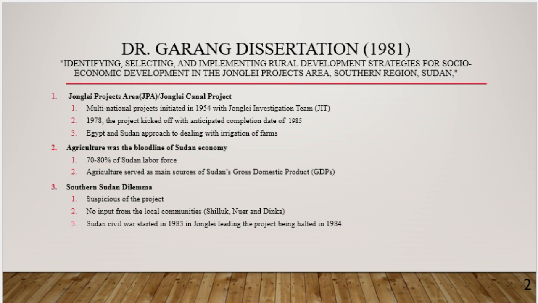And in 1983, the war started. Even though the Jonglei Canal initiative had started, a year later there was the Sudan Civil War, right? And again, it started in Jonglei. So one could say maybe there is a correlation there, as to why that happened. So in 1984, that project was halted.